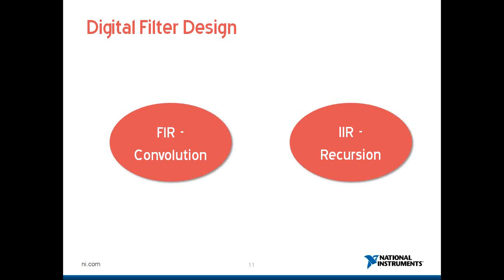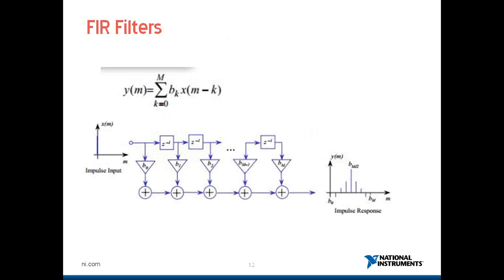Now, when we talk about implementation of a digital filter design, there are primarily two ways. One would be convolution, and the other would be recursion. So what we get through convolution is a finite impulse response, and what we get through a recursion is an infinite impulse response. So let me just give you a quick look into each one of those.